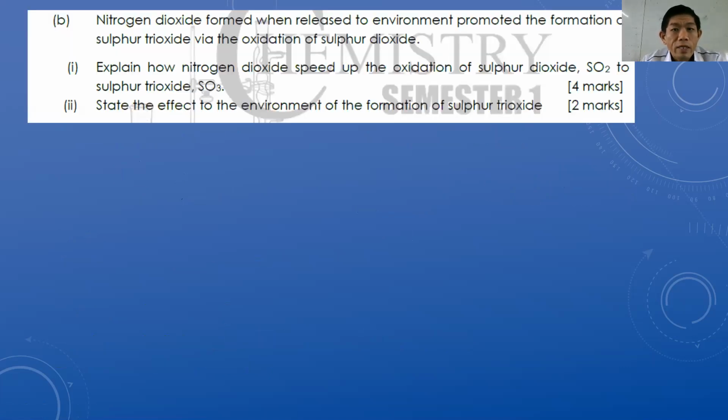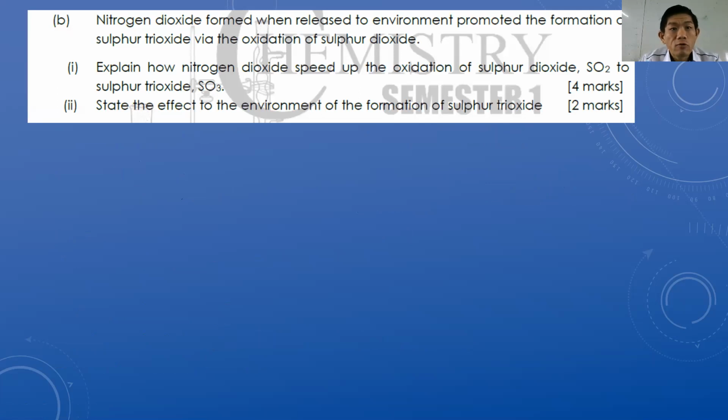Nitrogen dioxide formed when released to the environment promotes the formation of sulfur trioxide via the oxidation of sulfur dioxide. 1. Explain how nitrogen dioxide speeds up the oxidation of sulfur dioxide to become sulfur trioxide, 4 marks, and state the effect on the environment of the formation of sulfur trioxide. Now this is something that you have to eventually know how to explain. It is in the syllabus, so you must be able to express it.